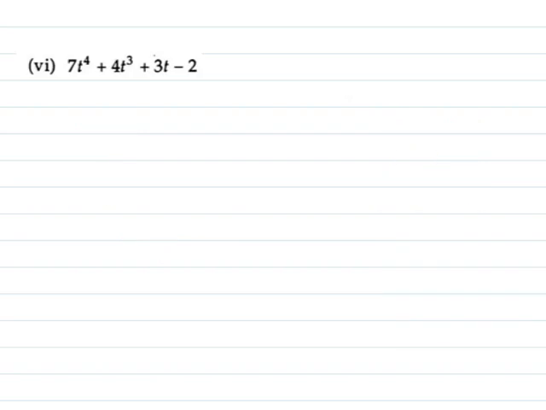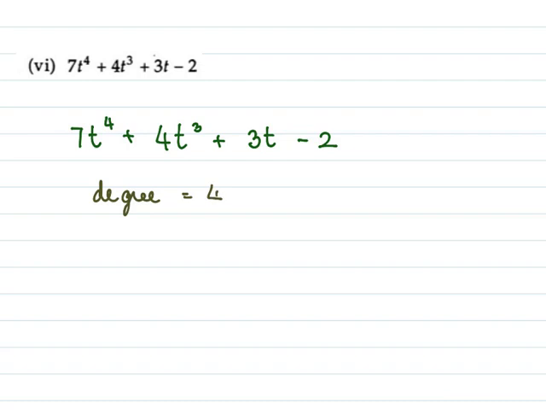Now for the next polynomial, it's 7t raised to 4 plus t cube plus 3t minus 2. Highest power 4, therefore degree 4. Now degree 4 are called biquadratic polynomials.